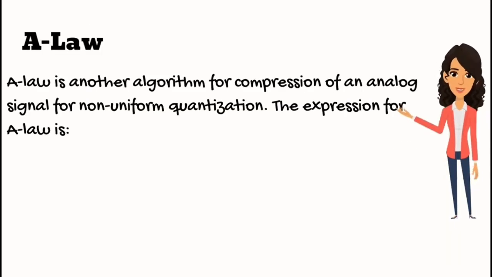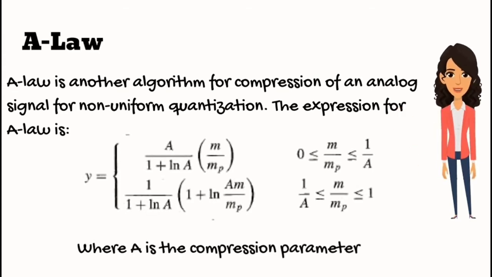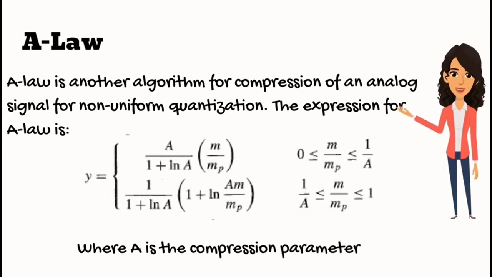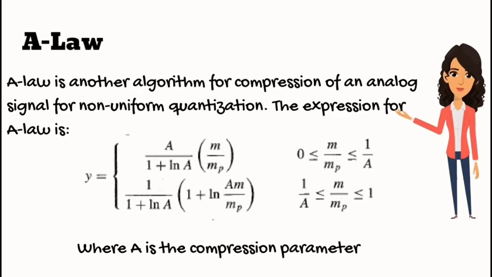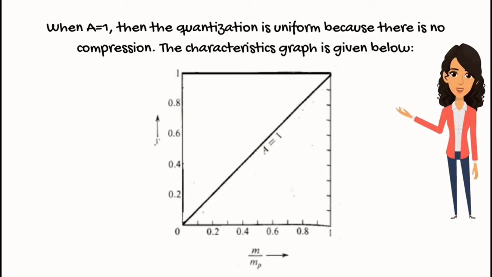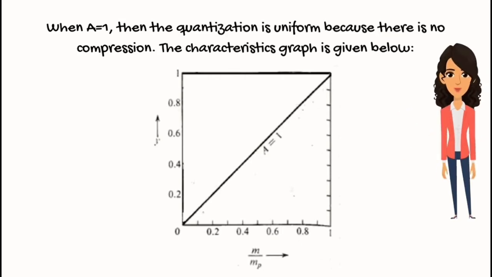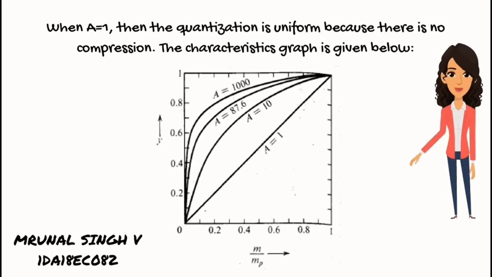Second law is A law. A law is another algorithm for compression of an analog signal for non-uniform quantization. The expression for A law is y equals A by (1 plus ln A) into m by mp, where m by mp lies between 0 to 1 by A. Second is 1 by (1 plus ln A) into (1 plus ln of A m by mp), where m by mp lies between 1 by A and 1, where A is the compression parameter. When A equals 1, then quantization is uniform because there is no compression. The characteristic graph is given below. This graph shows that if the compression parameter A is higher, then the input signal is more compressed.